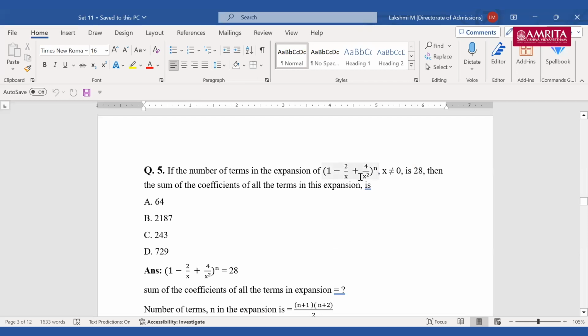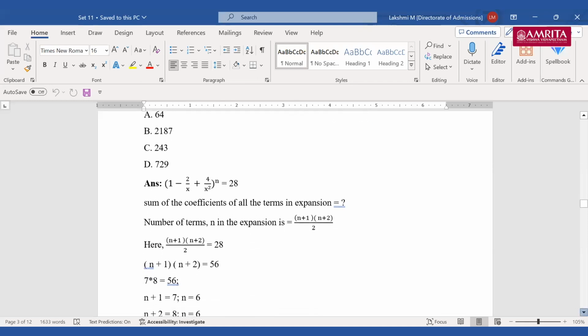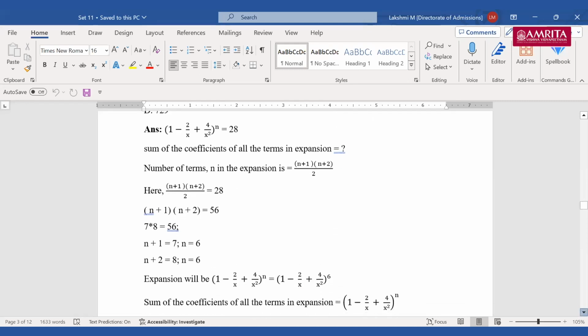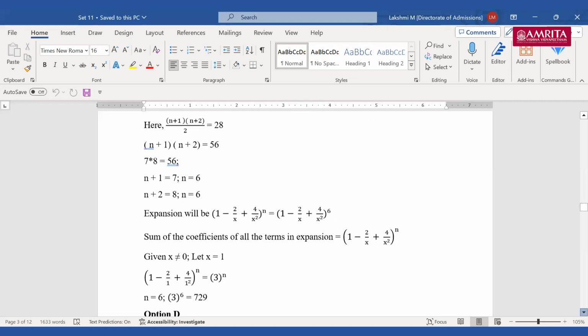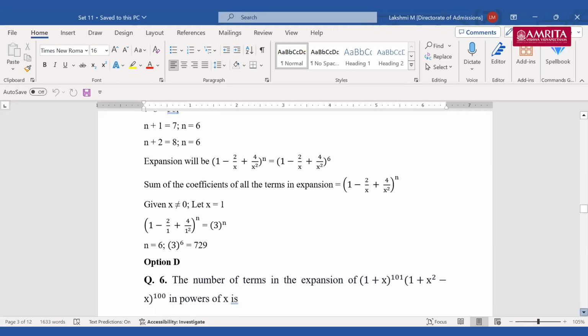It's 1 minus 2 by x plus 4 by x square whole raised to 6, because we got the value of n as 6. Now, if it's 6 and they have clearly specified that x is not equal to 0, substituting x equal to 1, I'll be able to find this as 3 raised to 6, that is 729, which is option D. I hope this is an easy question to all of you, and I hope it's clear also.